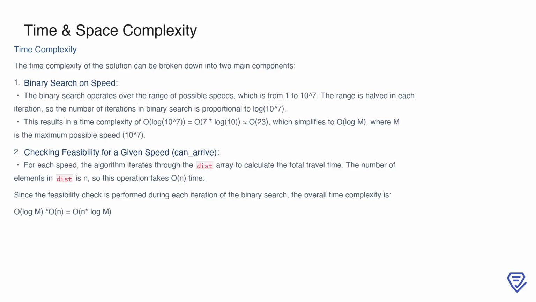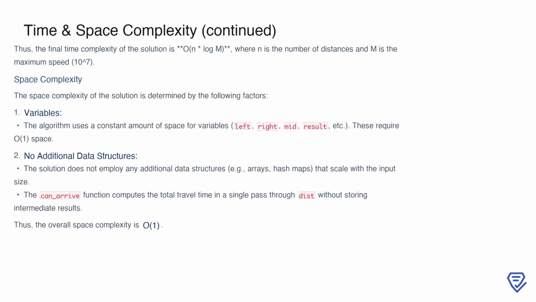Next, we look at the feasibility check for a given speed, which involves iterating through the distance array to compute the total travel time. Since there are n elements in the distance array, this operation takes O(n) time. Combining these, the feasibility check is performed in each iteration of the binary search, leading to an overall time complexity of O(n log m). Thus, the final time complexity of the solution is O(n log m), where n is the number of distances and m is the maximum speed, 10 to the power of 7.